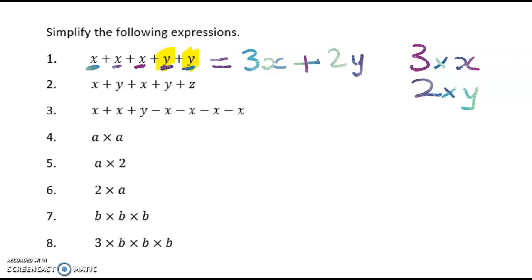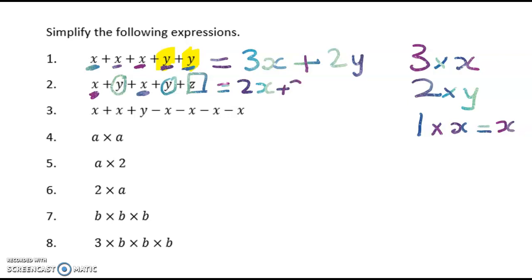We also don't write 1 times x as 1x. We just write that as x. And we're going to see that in the next question. So in this one here, how many x's have I got? Well, I've got 2 lots of x, and then I've got 2 lots of y, and then 1z. So this will be 2x plus 2y plus z.